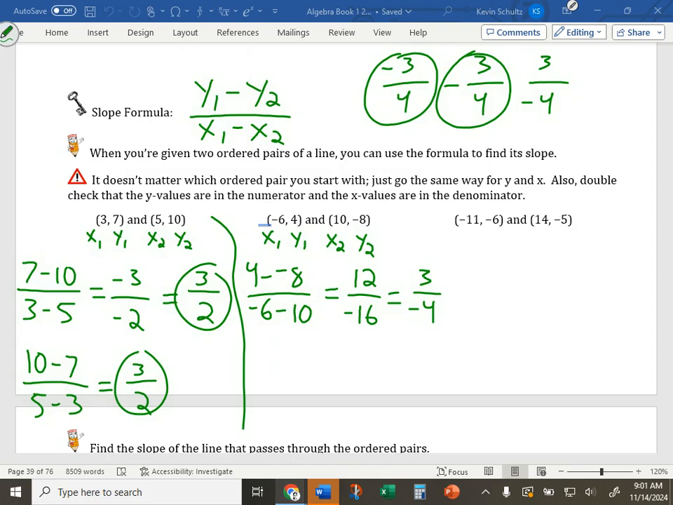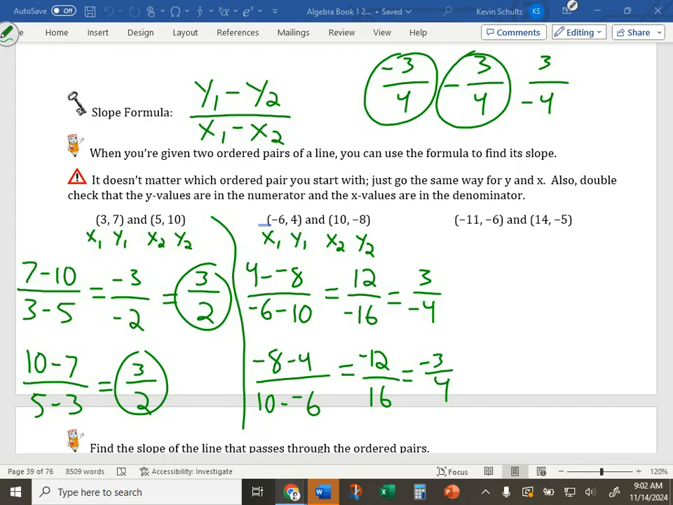If you did it y2 minus y1, your equation looks like negative 8 minus 4 over 10 minus negative 6. That's where you get negative 12 in the numerator, positive 16 in the denominator, which gives negative 3 over 4 as an answer. So either way works, because the way fractions work, those values are the same thing. If you divide 3 by negative 4, you get negative 0.75. If you take negative 3 divided by 4, you also get negative 0.75.